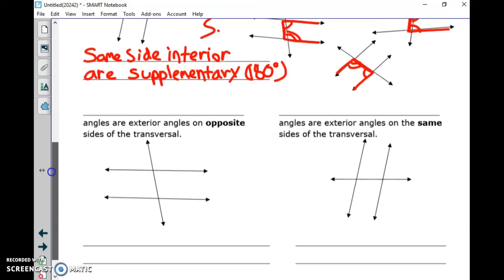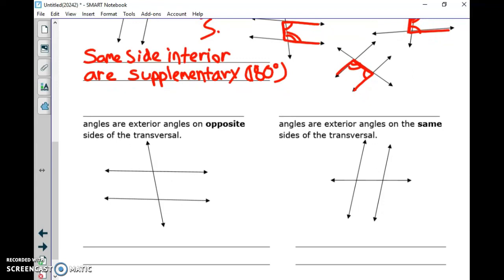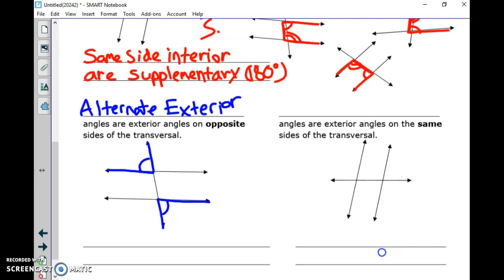All right, so we have two more over here. We have alternate exterior. So on the outside, they can be alternate exterior. And we don't have a fancy letter for that. Outside angle would be here, and the alternate outside angle on the other side, way far away, would be right there. If I shade those angles, they don't make a letter. They're just two angles, and they're very far away from each other.